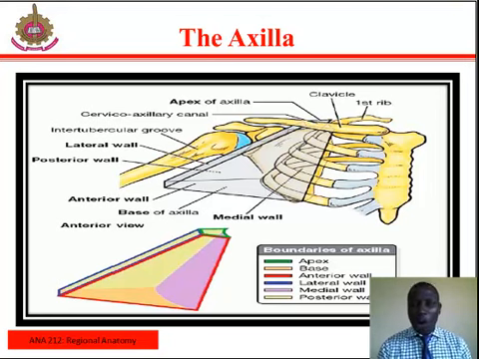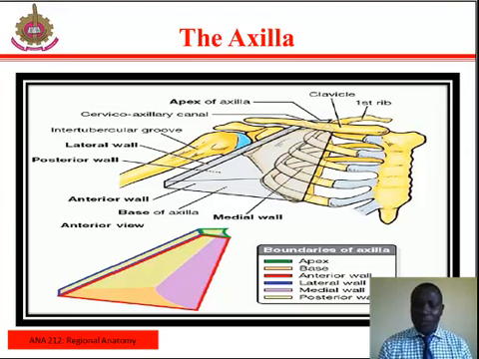The medial wall of the axilla is formed by the thoracic wall and the overlying serratus anterior. The lateral wall of the axilla is the narrow bony wall formed by the intertubercular sulcus of the humerus.